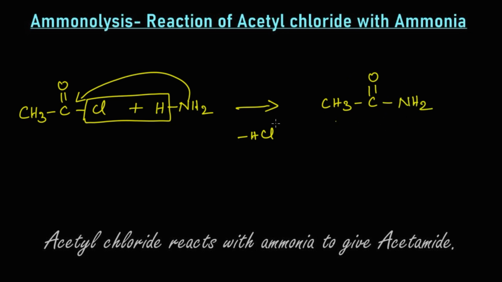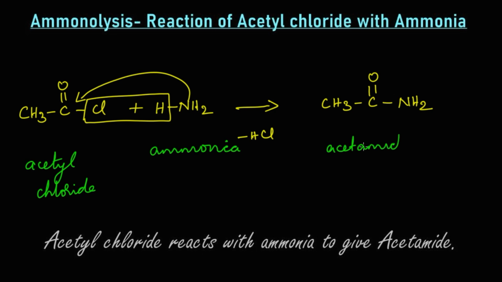Let's write the name for these structures. This is acetyl chloride, reacts with ammonia. We get acetamide as a product. Let's summarize the reaction. Acetyl chloride reacts with ammonia to give acetamide. This reaction is known as ammonolysis reaction.